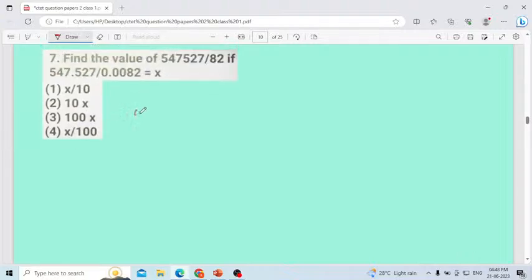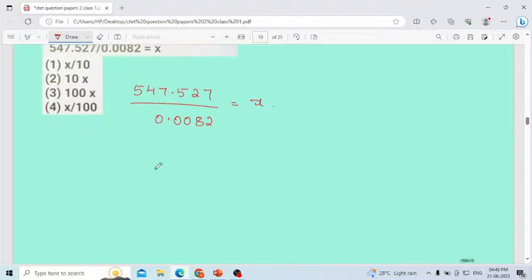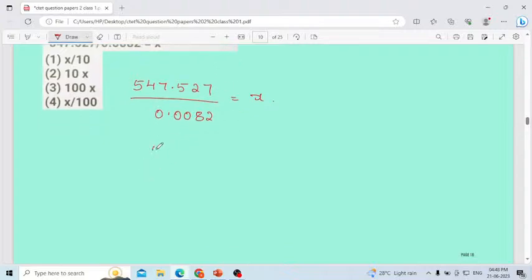Okay, next: 547.527 divided by 0.0082. Then you have to find the value of x. Finding the value means you have to remove the decimal. Here after the decimal you have 3 digits, here after the decimal you have 4 digits. Then put one more digit here, then easily you can cancel the decimal.